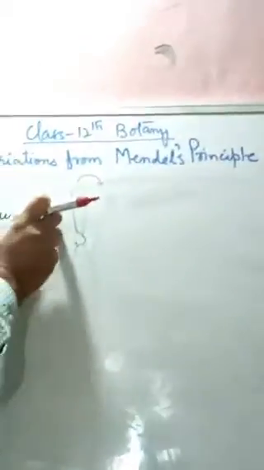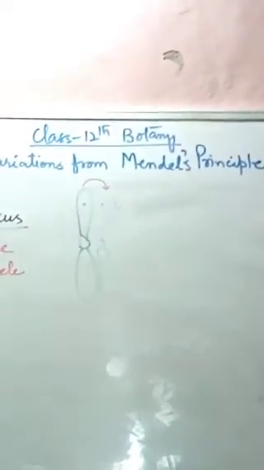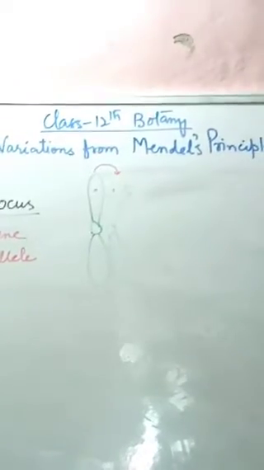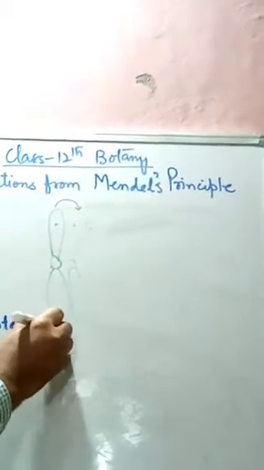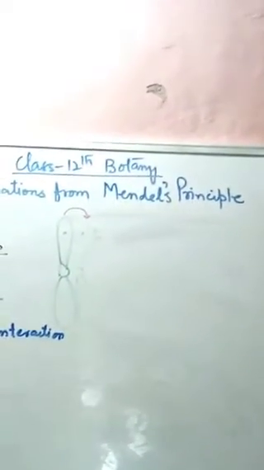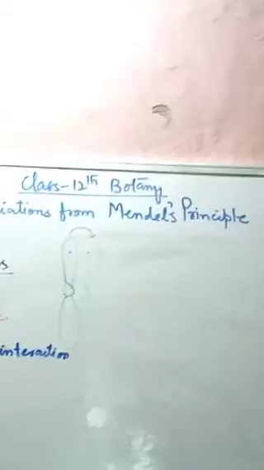Now, if this allele interacts with this allele, if this dominant allele interacts with this recessive allele, that interaction is called intragenic interaction, or it is called intra-allelic interaction.